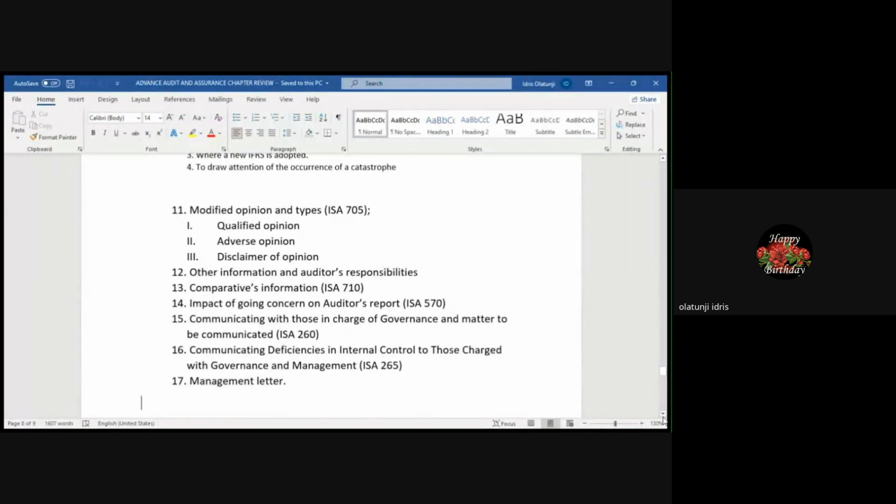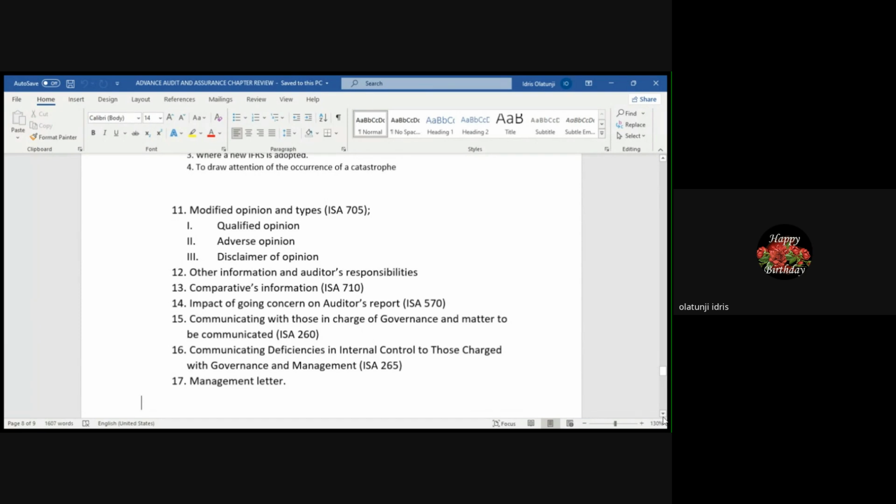So on the aspect of adverse opinion, the adverse opinion is a type of opinion given by the auditor where there is material misstatement, and such misstatement affects almost all areas of the financial statement. That is, you give an adverse opinion when the auditor is of the opinion that there is material misstatement on the financial statement, and that misstatement affects almost all the areas of the financial statement, then you can issue an adverse opinion.